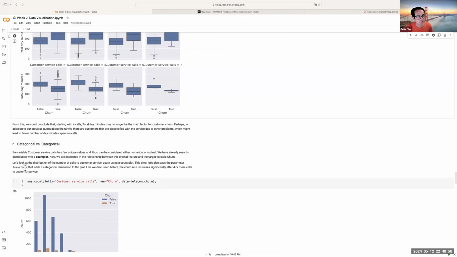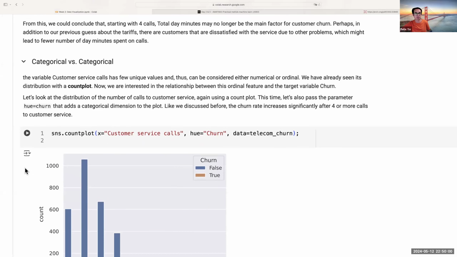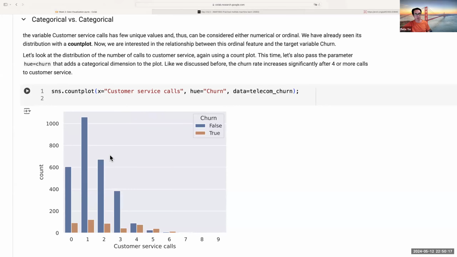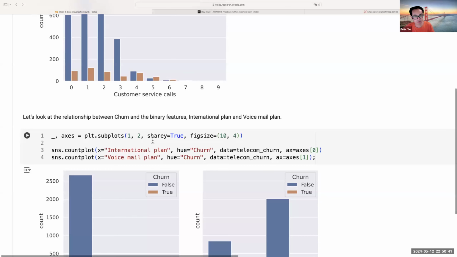All right. At last, there will be categorical versus categorical. So for example, right here, we can look at the number of calls to the customer service against this churn. Basically, we can just plot this bar plot all together. You can see this is quite significant. If they cancel the service, this is basically the distribution. The bar plot for the customers who are loyal looks like this. And of course, it doesn't look very clear.